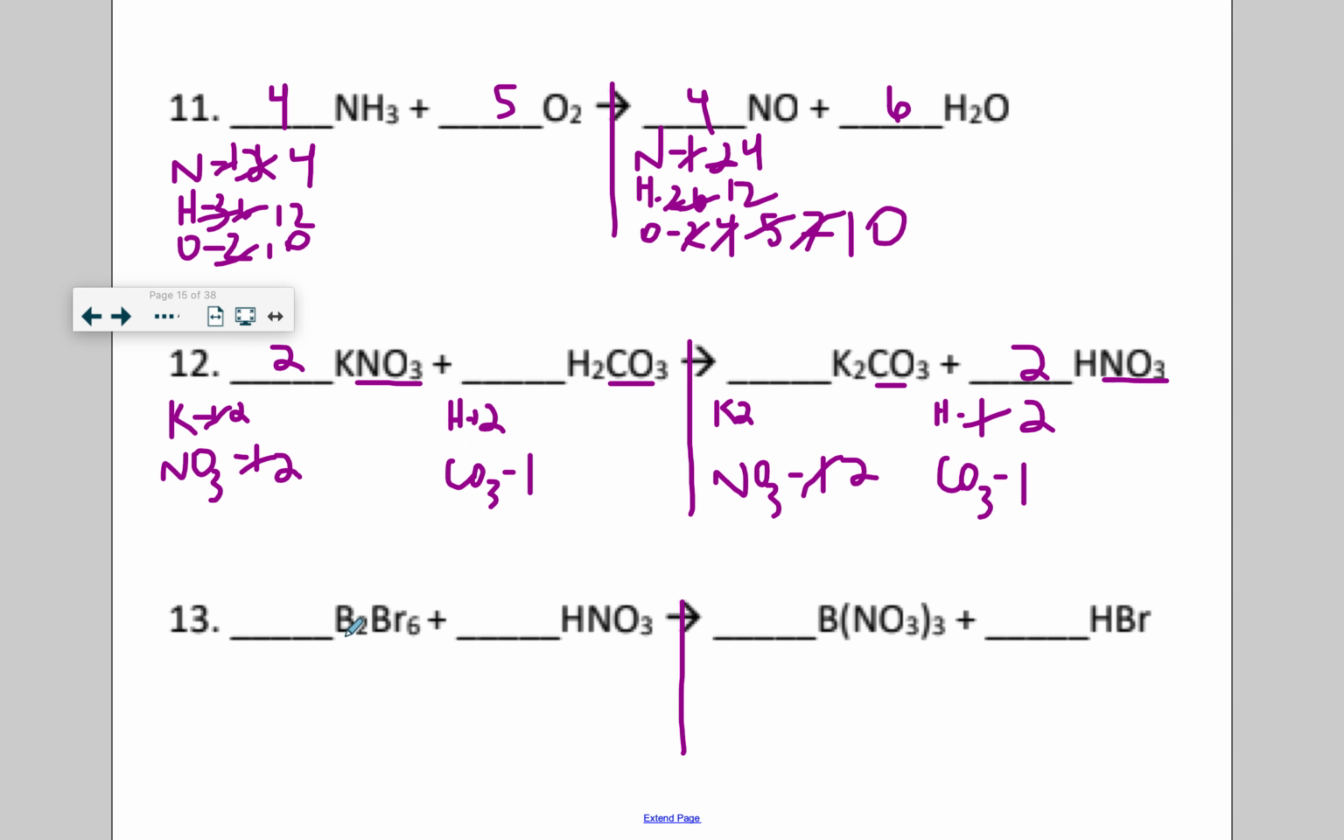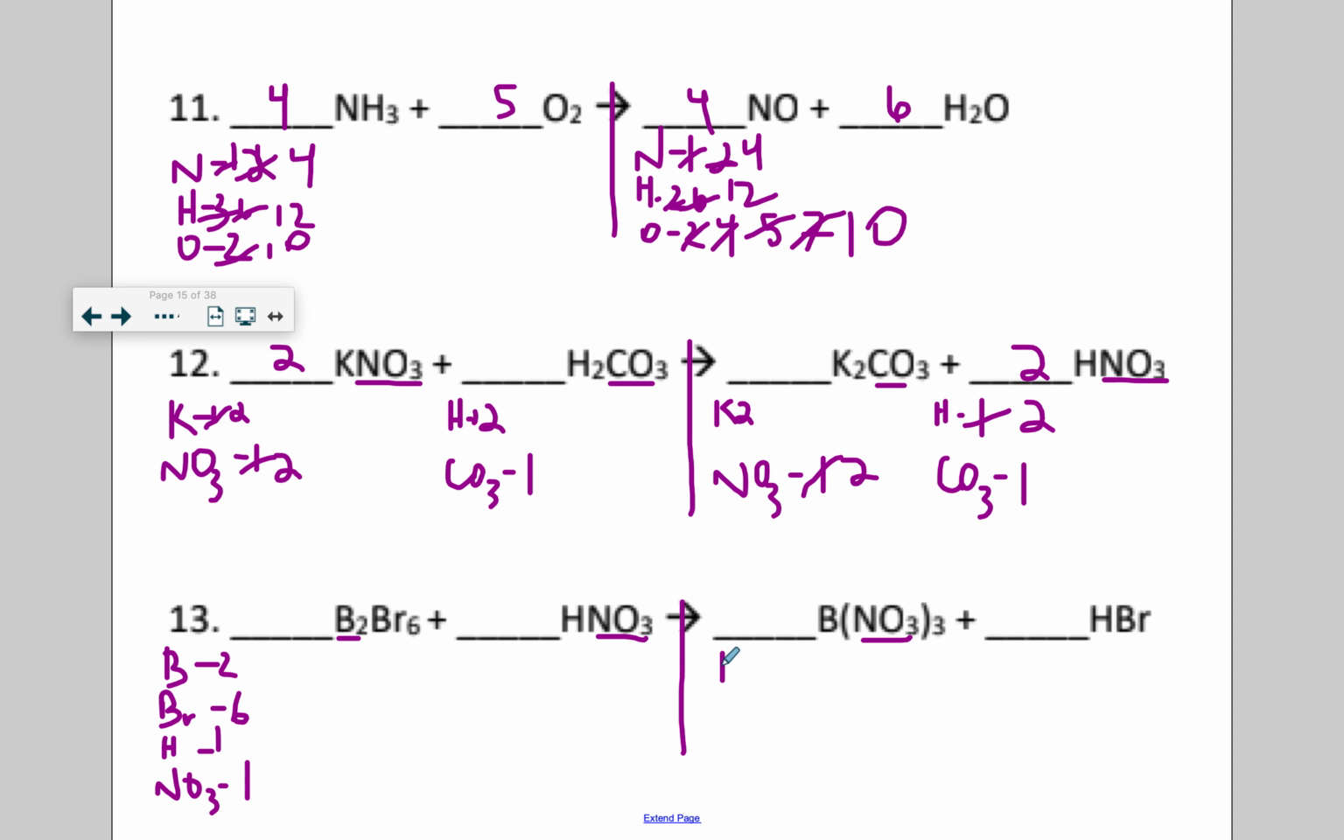Last one, again, polyatomic ions we can keep together. So that's not a polyatomic ion. I meant to underline this one, NO3s, okay? So we do inventory. B is 2. Br is 6. H is 1. NO3 is 1.